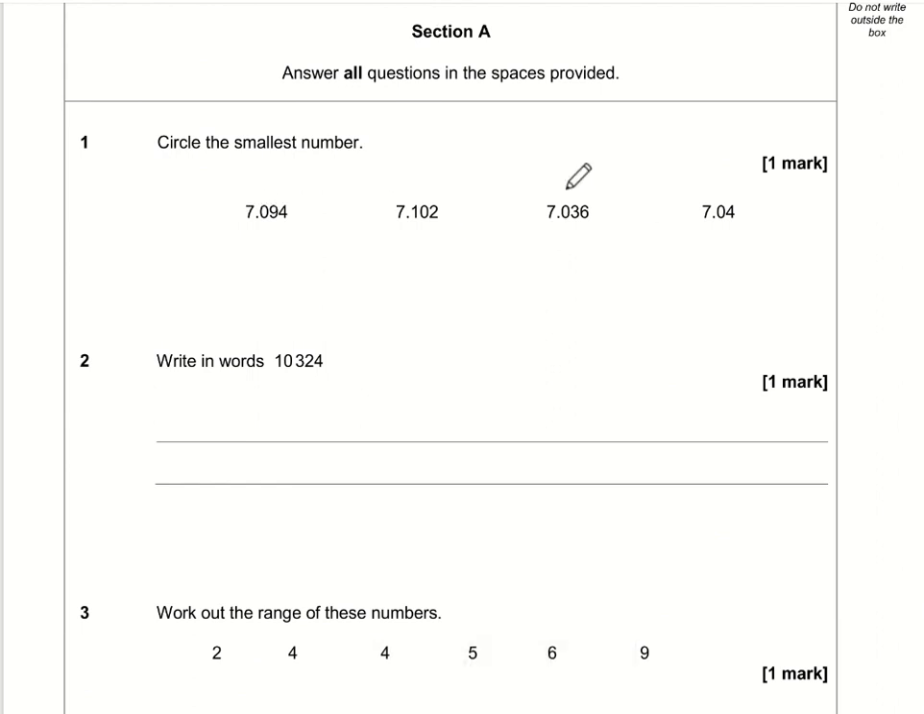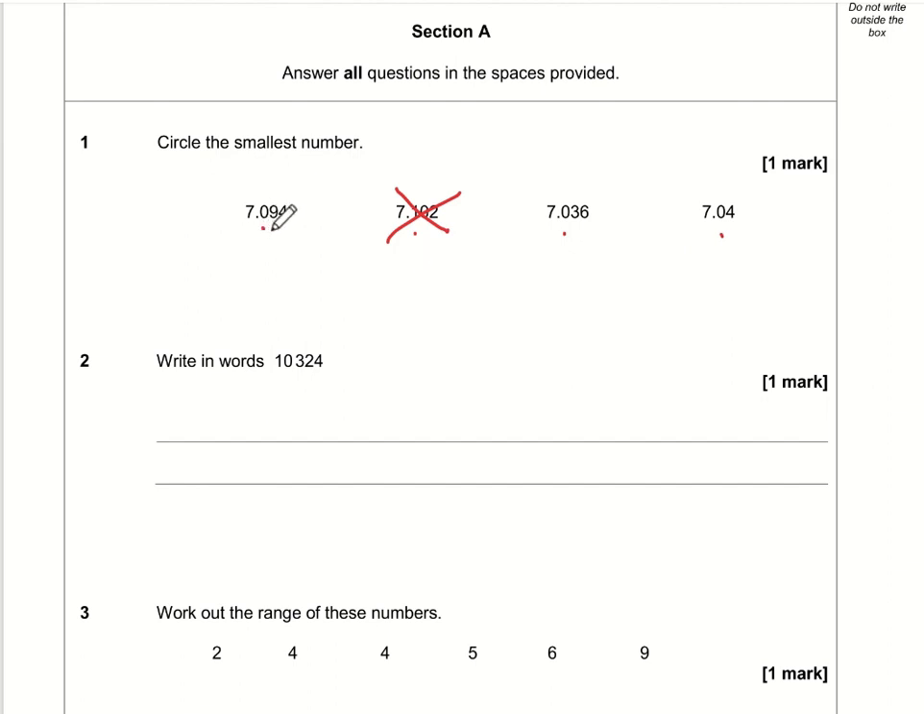Well, they all begin with a 7. So let's take a look at the tenths column. So we're looking at the first decimal place. We've got a 0, we've got a 1, we've got a 0 and a 0. So we've only got zeros and ones. Well, 1 is greater than 0, so 7.102 cannot be the smallest number.